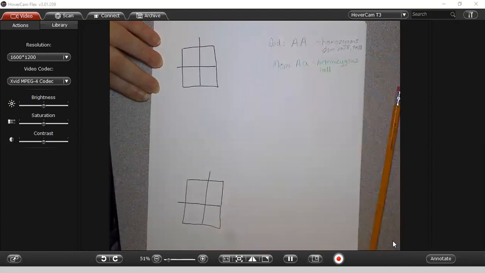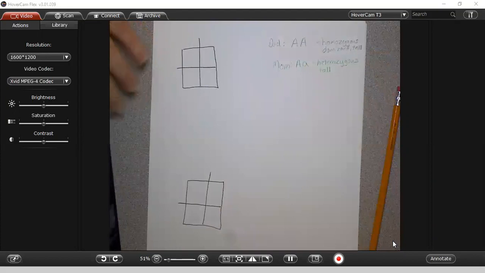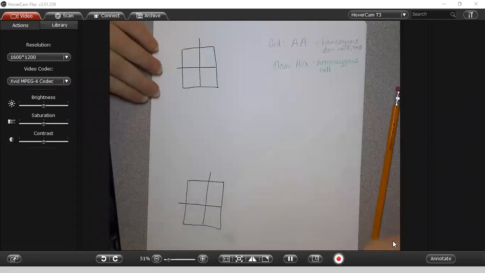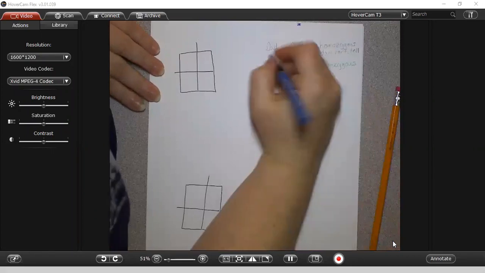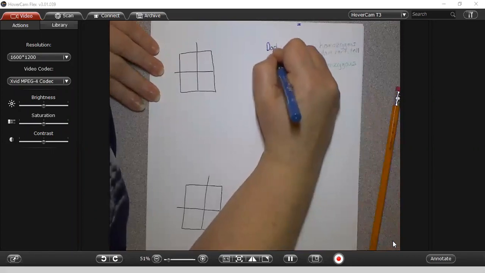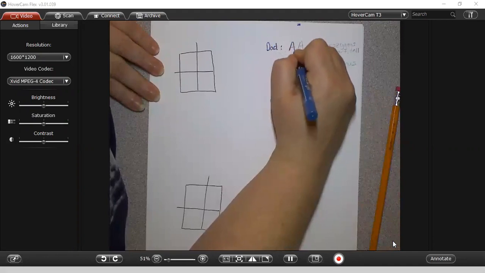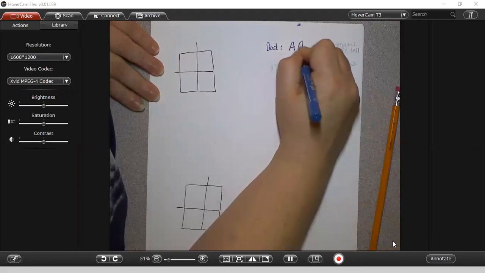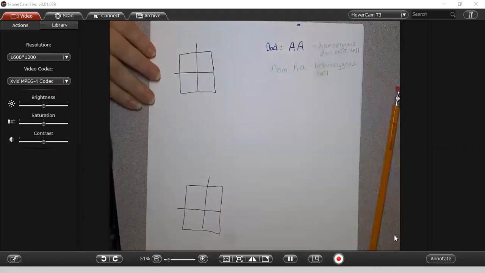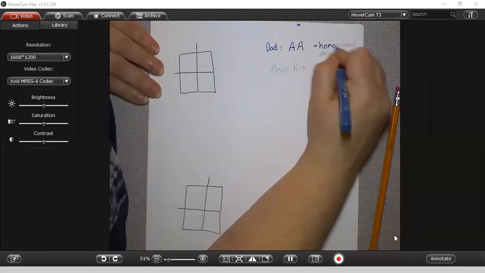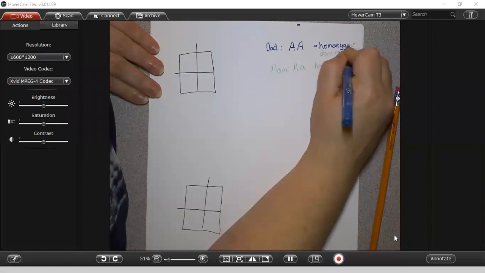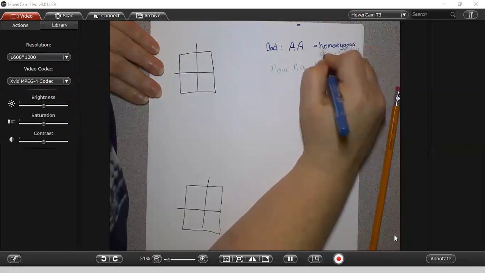And I'm going to do these in different colors so that it's a little bit easier to tell the difference between which alleles come from which parents. How is the blue? Can you tell? Yeah, the blue is different. Let's do blue for dad. Let's make dad blue so it's a little bit easier to see. Homozygous dominant.